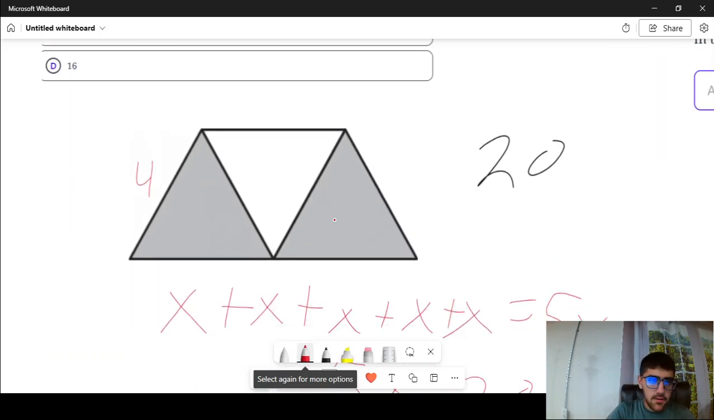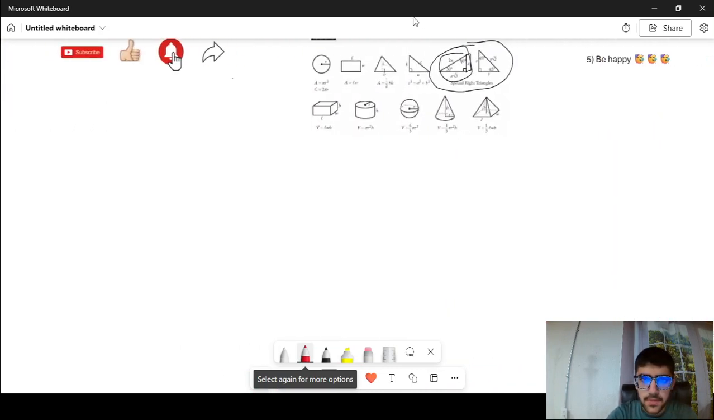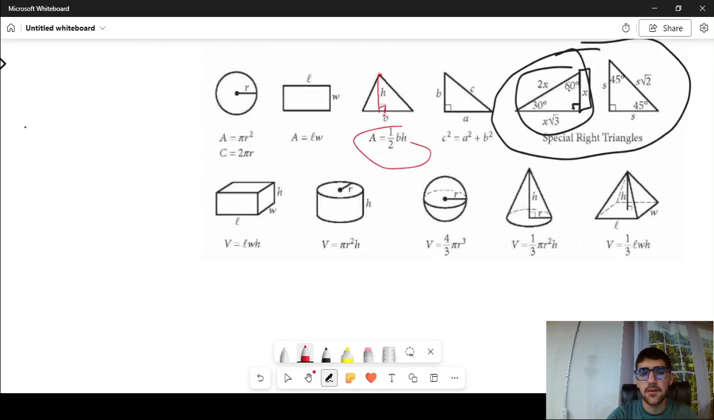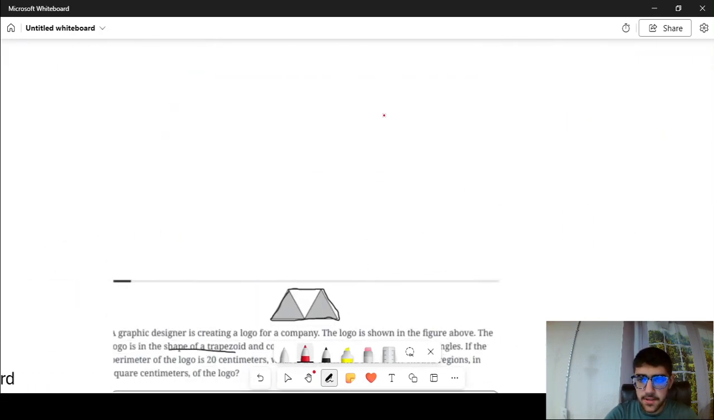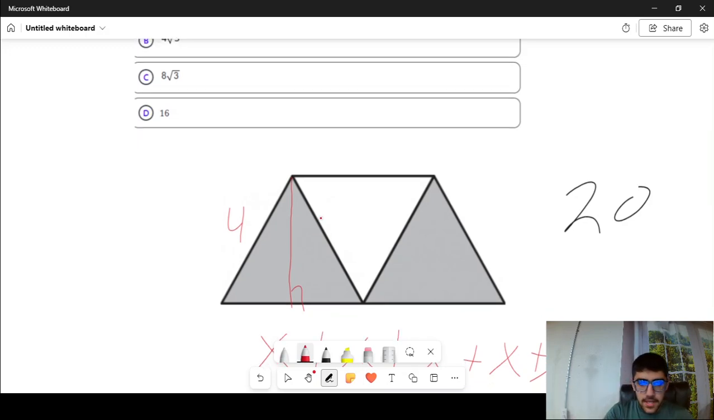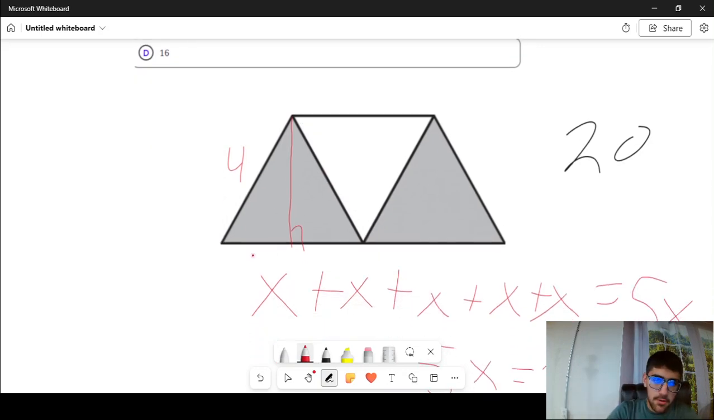So what is the area of a triangle? Again, I think it is on the reference sheet. Yeah. So the area of a triangle is 1/2 base times height, and the height is from the point down to the bottom at a right angle. So if I go back to the question, I need to find this thing. I need to find the length of this line. So how can I do that? Well, if this is an equilateral triangle, the height will be in the middle. So that would mean this part is 2, and this part is 2.